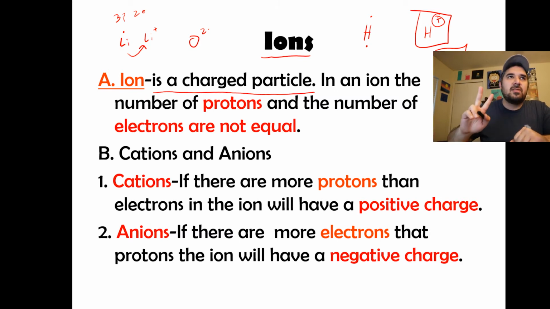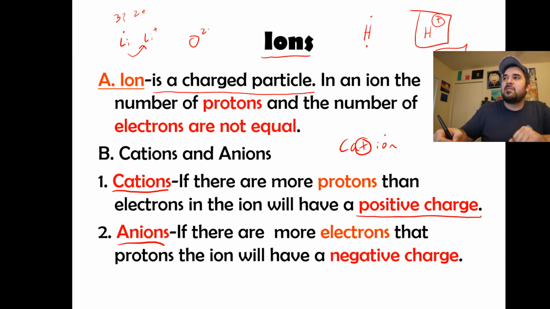All right, so there are 2 types of ions. There are cations and there are anions. And there's a very easy way of remembering these. Cation, C-A-T-I-O-N. The way I remember it is the T looks like a plus. So these are going to be positively charged ions. Here with lithium, it's got the plus sign. This is a cation.